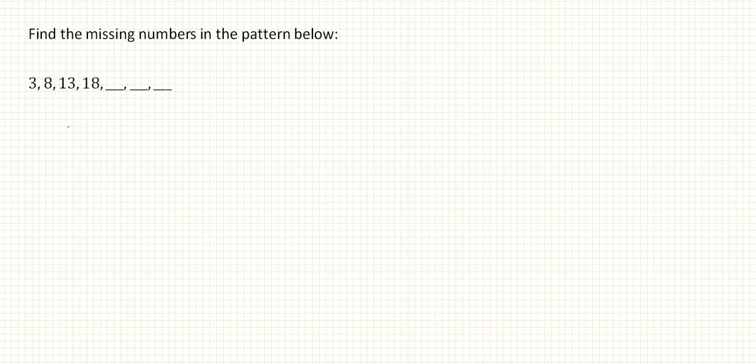So the pattern here is 3, 8, 13, 18. Our first step is we subtract the first term from the second term. So that's going to be 8 minus 3, which gives us 5. Now we're going to add 5 to every term. So 8 plus 5 gives us 13. So that's correct. 13 plus 5 gives us 18. So now we have that correct.